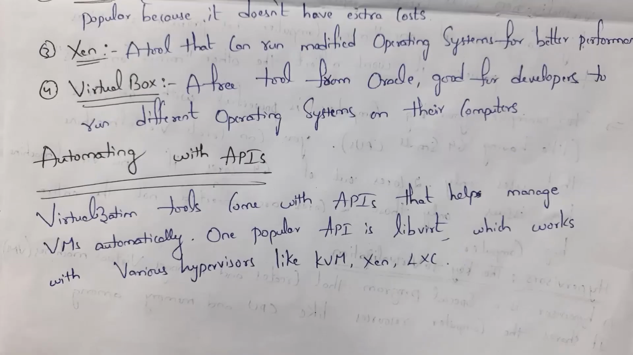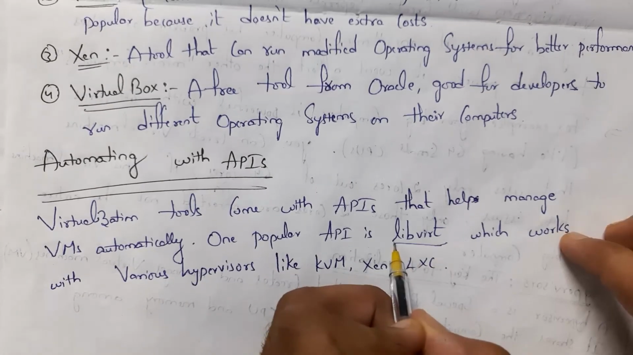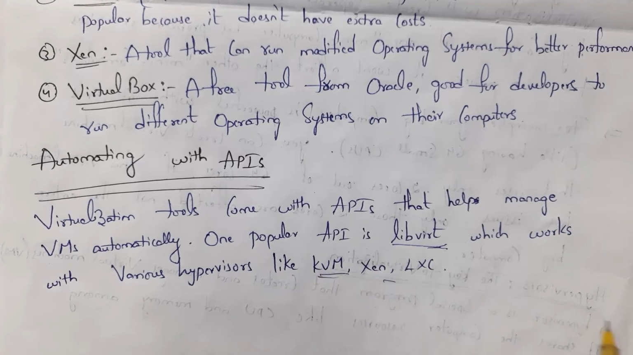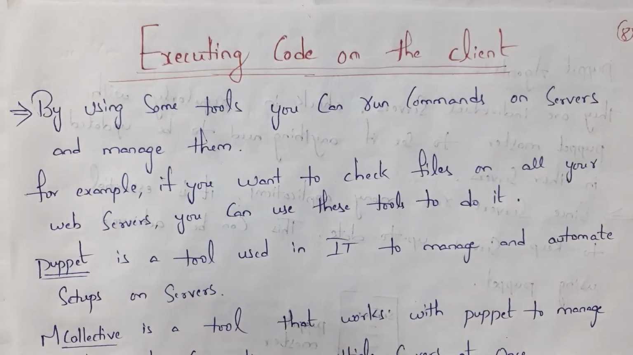Guys, there is no need of writing any code in order to use virtual machines because you can automate virtual machines with APIs. By using APIs, we can manage virtual machines automatically. One popular tool is libvirt. And you can connect this tool with various other tools like KVM, Xen, etc. This topic is executing code on the client.